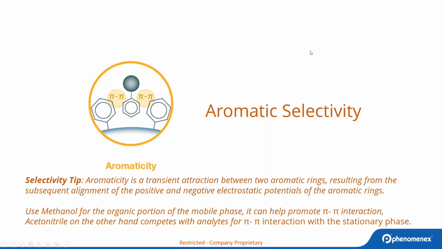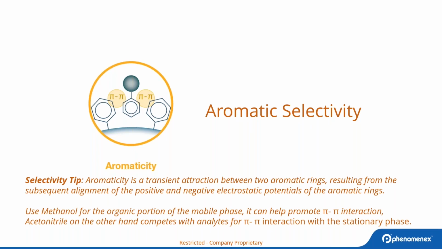Aromatic selectivity. Aromatic selectivity is a transient attraction between two aromatic rings, and this results from subsequent alignment of the positive and negative electrostatic potentials of the aromatic rings.